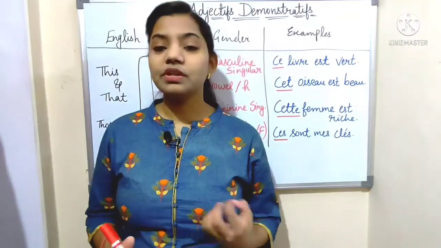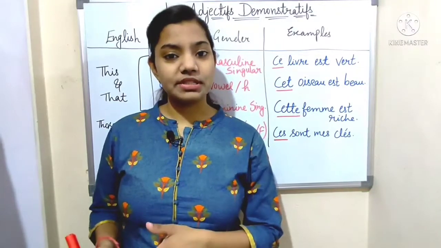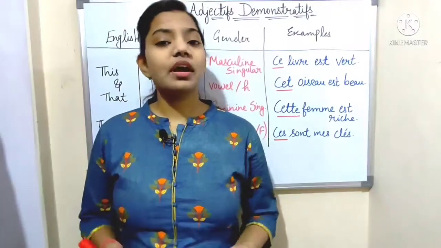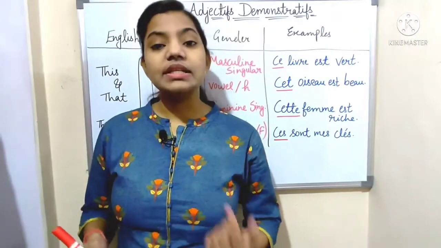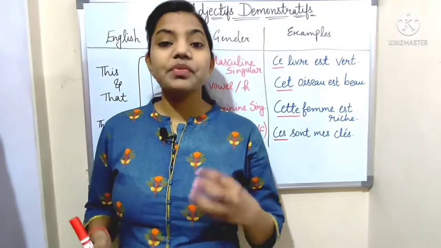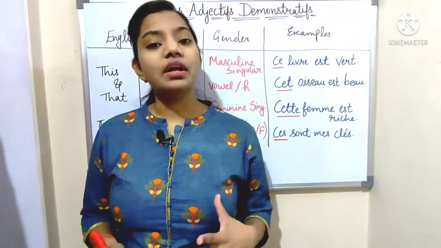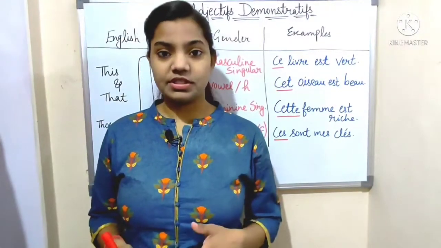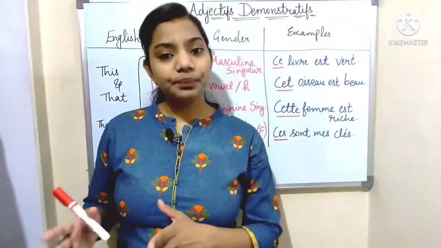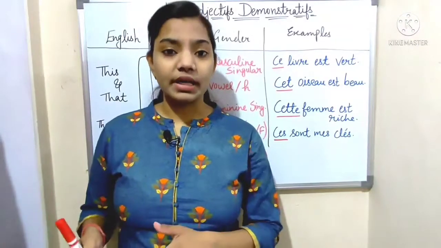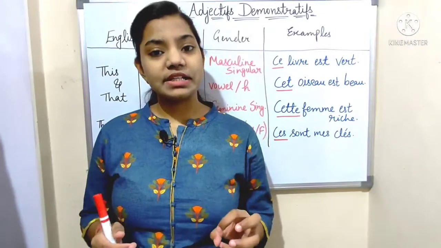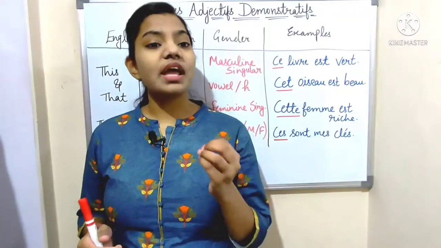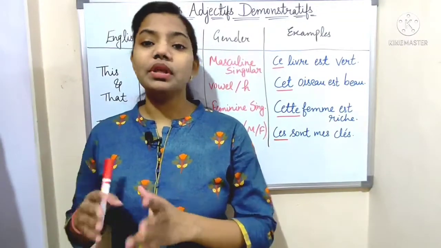So in today's video you will learn les adjectifs démonstratifs in French. There are 4 demonstrative adjectives in French as well as in English: this, that, these and those. In today's video we will learn these 4 demonstratives in French. These are the words used in place of articles to show a specific noun. Demonstrative adjectives must agree with the noun in number and gender.